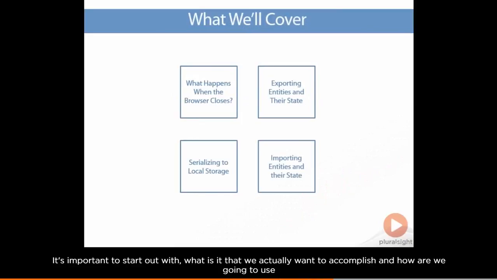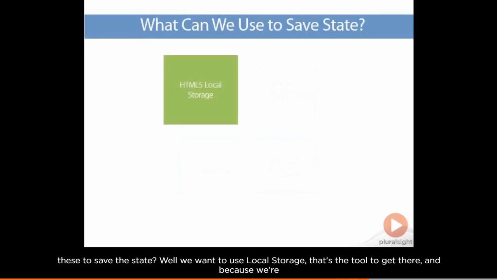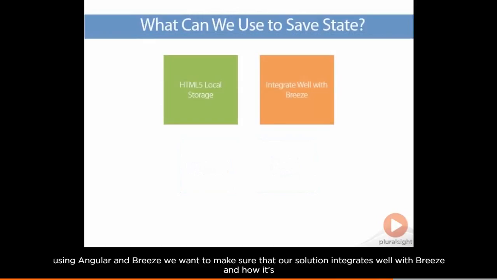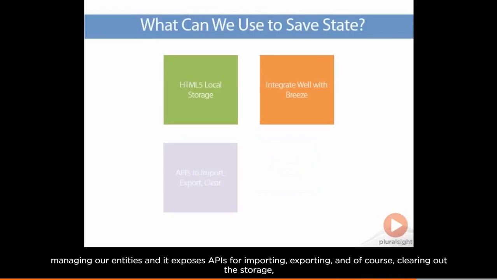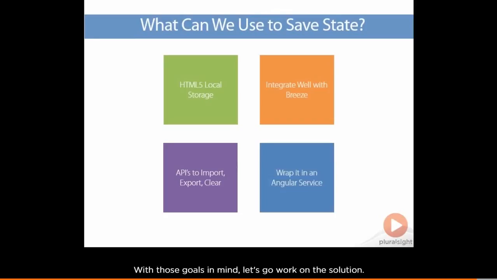So it's important to start out with what it is that we actually want to accomplish, and then how we are going to use these to save the state. Well, we want to use local storage. That's the tool to get there. And because we're using Angular and Breeze, we want to make sure that our solution integrates well with Breeze and how it's managing our entities. It exposes APIs for importing, exporting, and of course clearing out the storage. And following good separation patterns, we want to wrap this up inside of an Angular service. So with those goals in mind, let's go work on the solution.